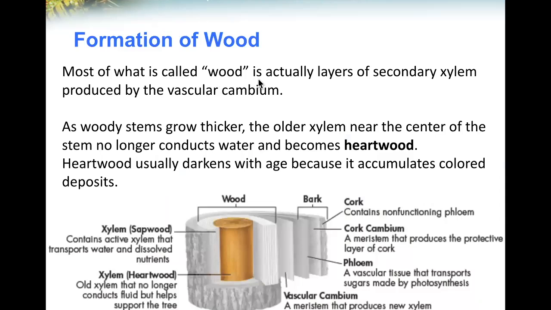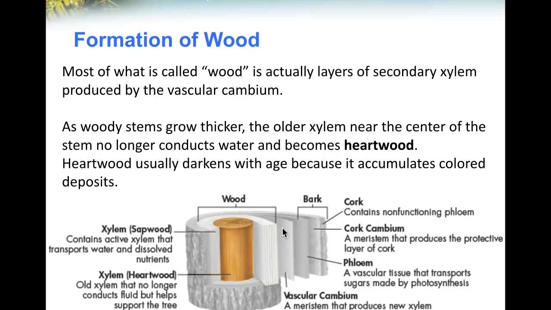Most of what we call wood is actually layers of secondary xylem produced by the vascular cambium. As wood stems grow thicker, the older xylem near the center of the stem no longer conducts water and becomes heartwood. Heartwood usually darkens with age because it accumulates colored deposits. Xylem in the heartwood is old xylem that no longer conducts fluid but helps support the tree. And then the sapwood contains active xylem that transports water and dissolved nutrients.